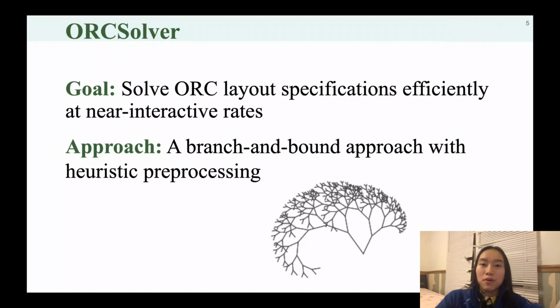To address this challenge, we propose org solver, a novel efficient solving technique for adaptive org layouts based on a branch and bound approach with heuristic preprocessing. Our org solver simplifies org specifications at runtime and can solve org layout specifications in approximately linear time in practice, which allows us to optimize layouts with dozens of widgets at near interactive rates. Org solver is the first solver that can solve complex realistic layouts made of linear constraints, flows, and their combinations efficiently. Org solver is based on a branch and bound approach.